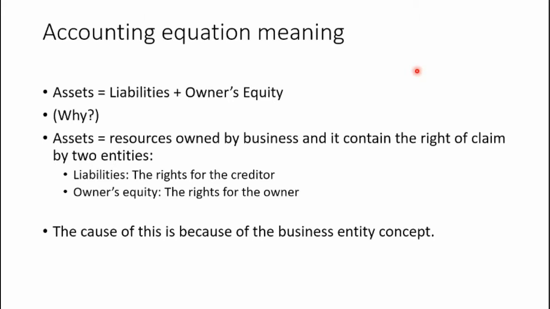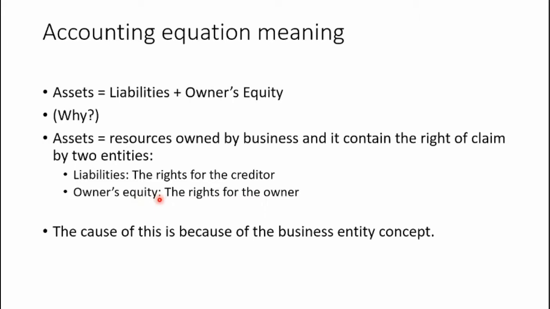To put it simply, the accounting equation means asset equals liability plus owner's equity. But why? Well, an asset is a resource owned by a business, and it contains the right for claim from two different entities. The right from the creditor, which we will call a liability here, and also the right from the owner of the business, which we will call owner's equity or just equity.